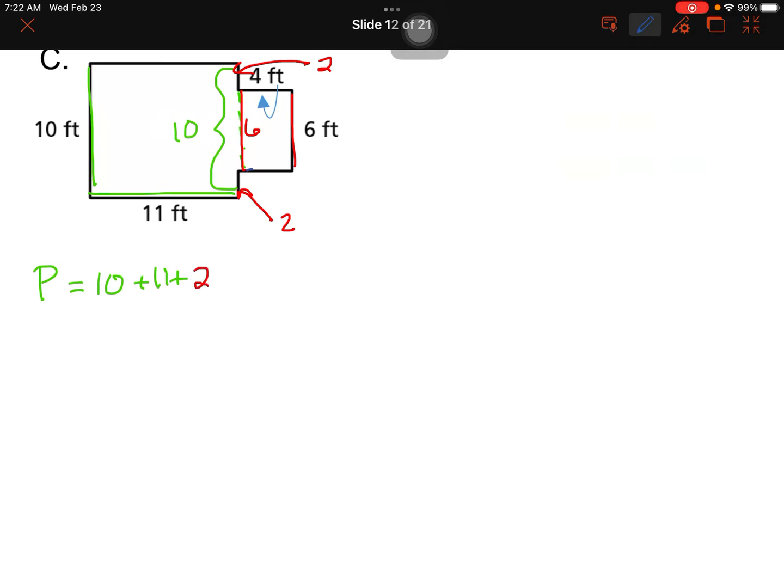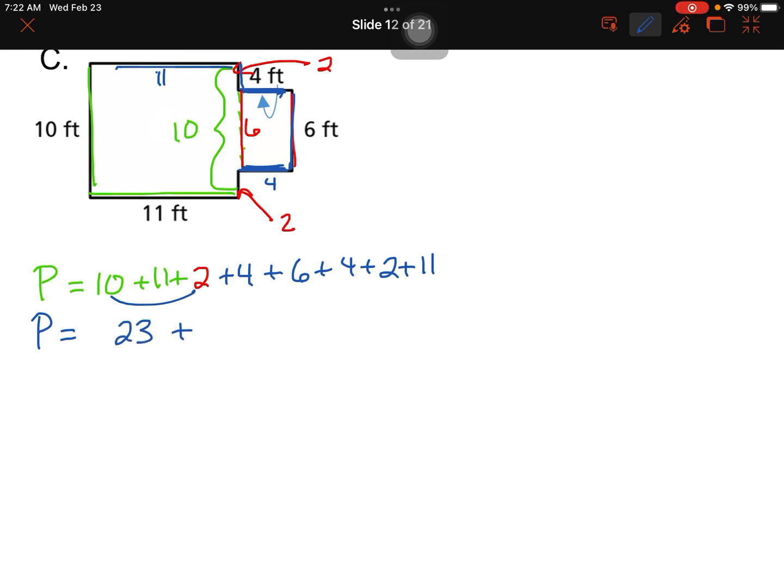Now we need to figure out this length. Well, if the one above it's 4, then this one is also 4. So we're going to add 4. Then as we keep going around the shape, we go to 6. Then we add another 4. Then we have to add that little 2. And then we have to add this distance, which would be the same as what's below it, which is also 11. So now we go through, and we're going to add, and let's see, and this together is what, 23.